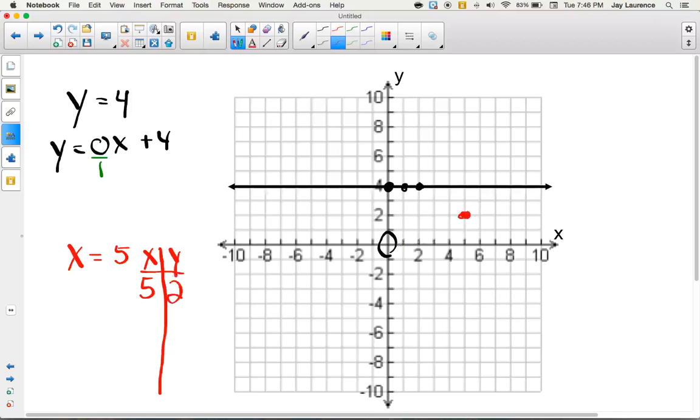Now I need another point. Okay? And what does x have to be? What's that equation? It's 5. x equals 5. Now, to put 2 here would be ridiculous because we've already plotted that point. So we must have another value of y. How about 0? Oh, (5, 0). That would be this point right here.